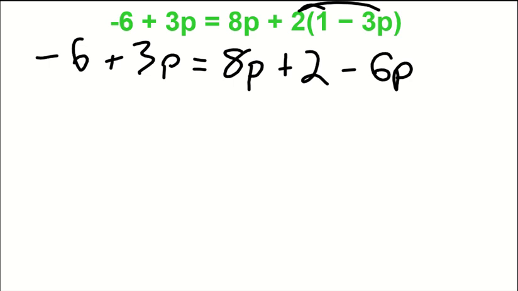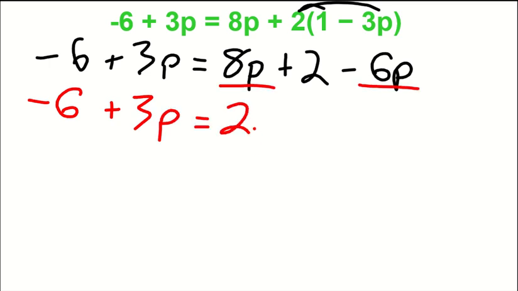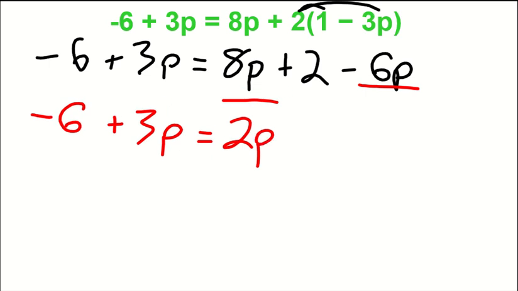Just like we said yesterday, you can't combine like terms when they're on opposite sides of the equal sign. So I can't combine the 3p with the other p's yet. So when I combine, I got negative 6 plus 3p. I can combine those. So that gives me 2p plus 2. Which one's lower, 3p or 2p? 2p. So we're going to move the 2p to get the variables on the same side.